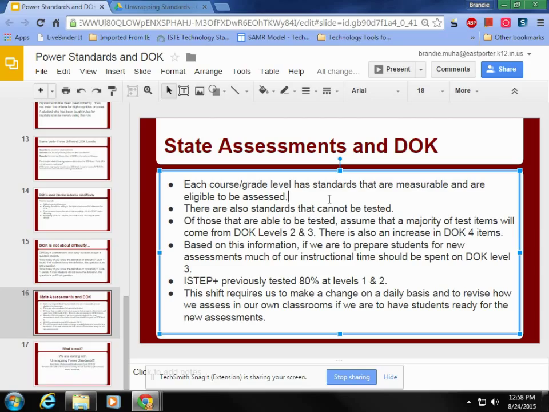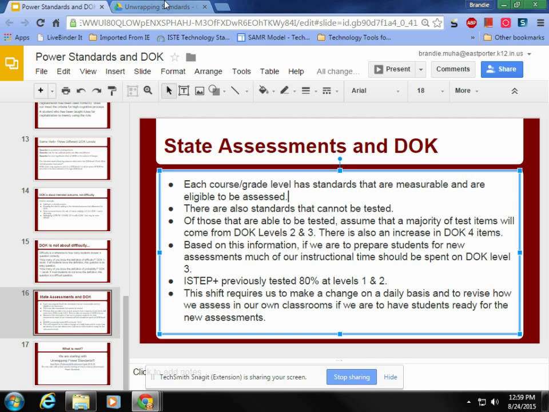ISTEP previously tested at levels 1 and 2. So the shift that is occurring is we are requiring our kids to do more rigorous cognitive tasks. And that's what depth of knowledge is all about. It's knowing what we are asking our students to do and where it falls in those 4 levels. So this shift requires us to make a change on a daily basis and to revise how we assess even in our own classrooms if we are to have students ready for the new assessments.